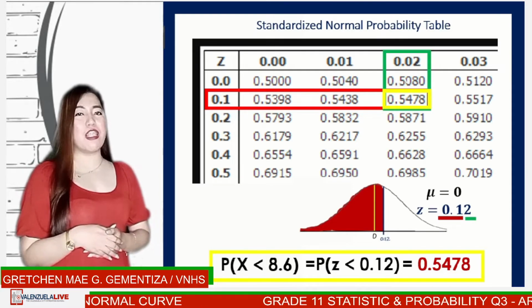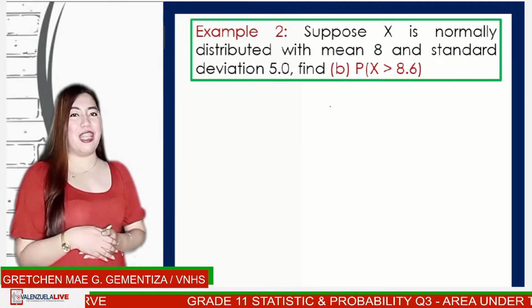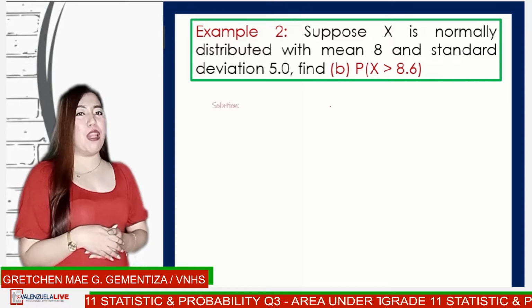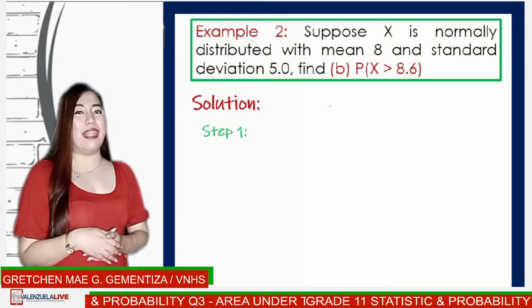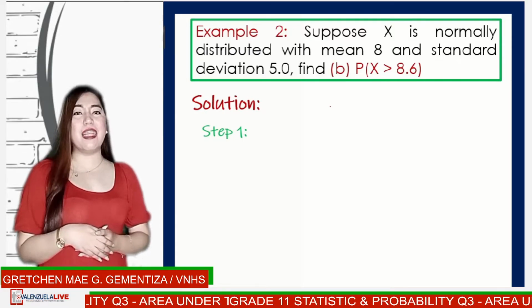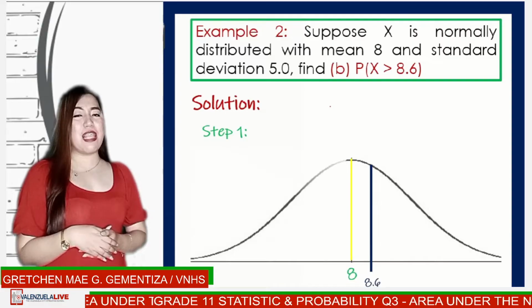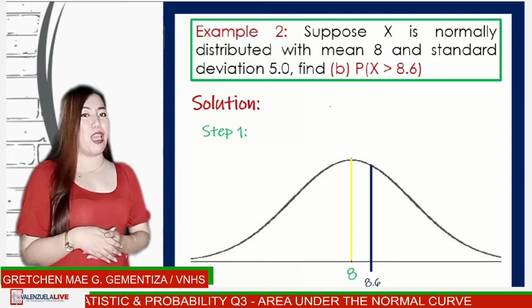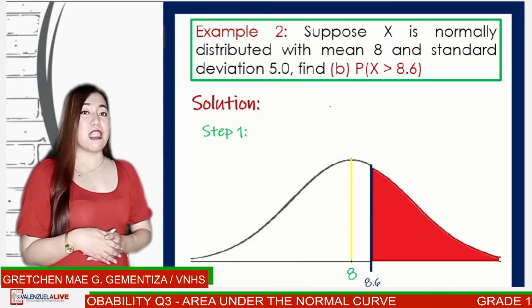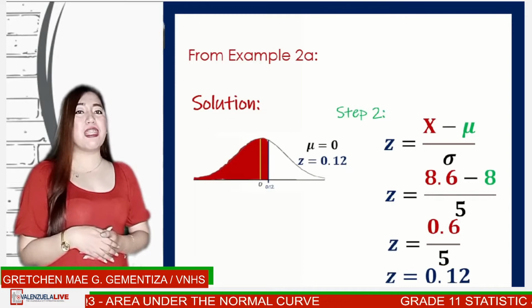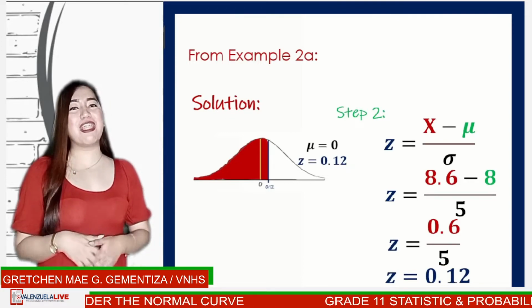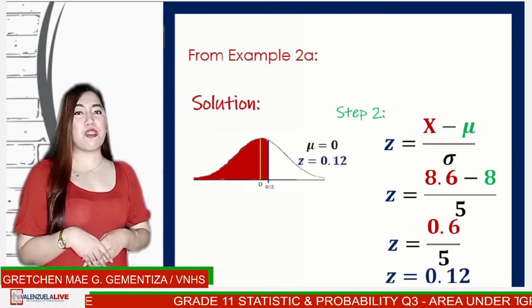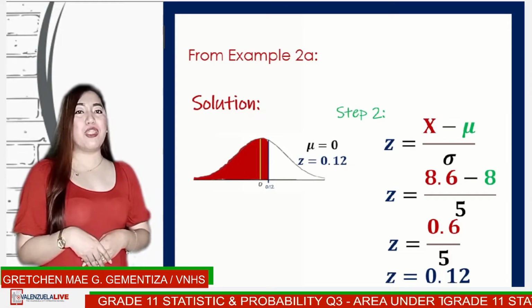Next given is the probability of x greater than 8.6. To answer letter B, let us follow these steps. Step 1. Identify the area of the shaded region. Since the given is x greater than 8.6, we will shade the right side tail of 8.6. Step 2 is to convert the normal distribution into standard normal distribution. From example 2a, we already solved the equivalent z-score, which is 0.12.